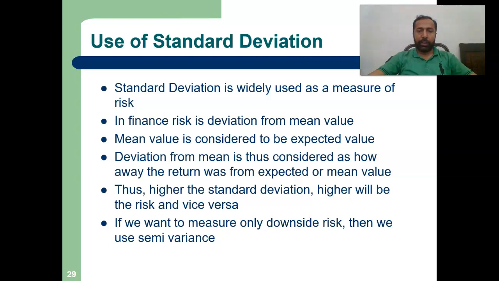However, if you think that your expected return is 20% and risk is only getting a return lower than 20%, then we shall not use the standard deviation. Then we shall use the semi-variance, which only takes the lower values. So if we want to measure only downside risk, then we shall use the semi-variance.